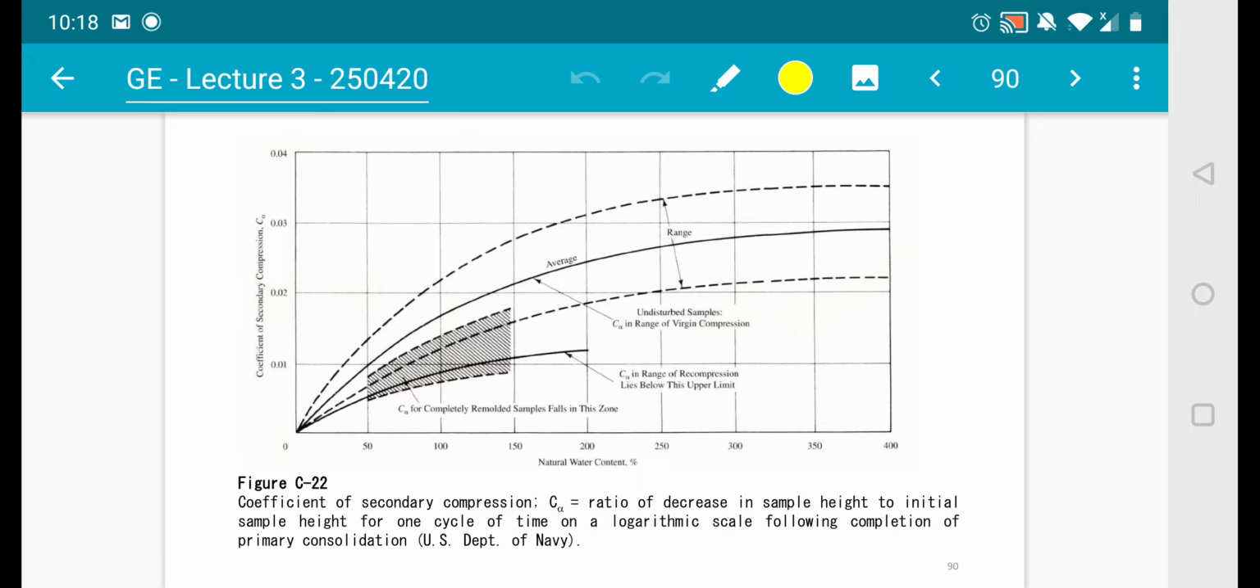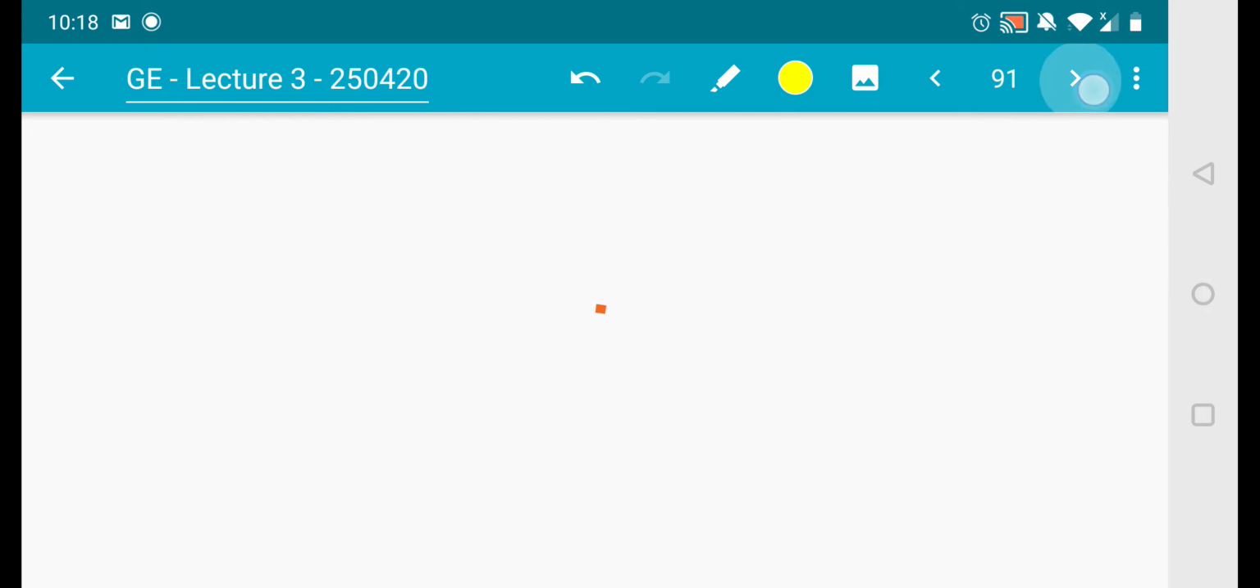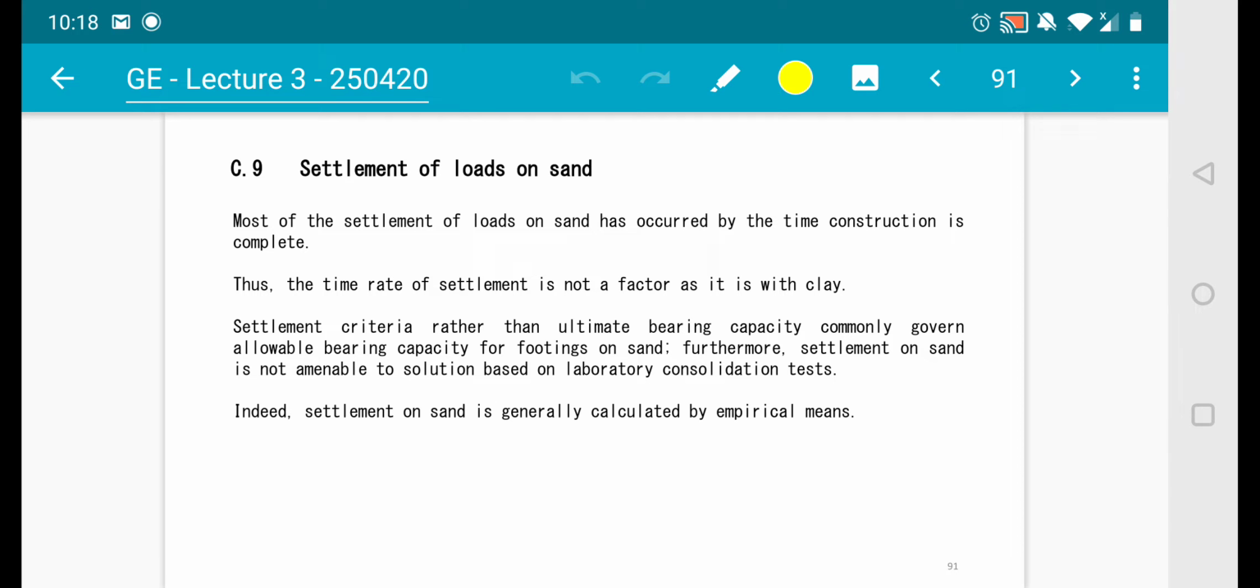Okay, figure C22 is the coefficient for secondary compression. So a graph or a chart has been established for you in order to get your respective parameter here, which is the coefficient of secondary compression. Okay, you just need to know your natural water content over here. Okay. So C7, C8 is on clay, and now the last part, which is in C9, is the settlement of loads on sand.